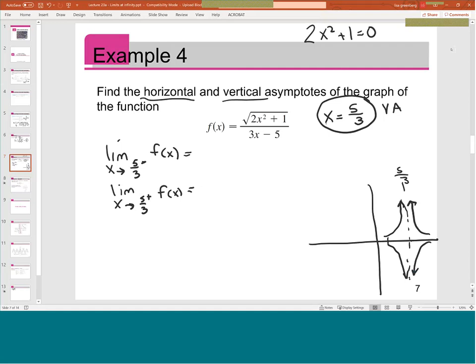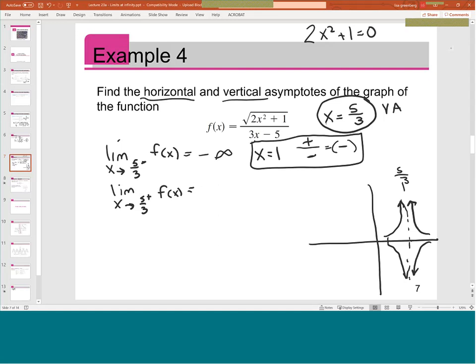Can you first plug in a number right before 5/3? Oh, that's a great idea, Joey. Perfect. So let's plug in 1. That's 3, 4, 5/3, right? So when x equals 1, I don't really care what the number is. I know the top is always going to be a positive number because it's the square root, and the denominator is going to be negative when I plug in 1. So this is going to negative infinity because this is equal to a negative number. Does that make sense to everybody?